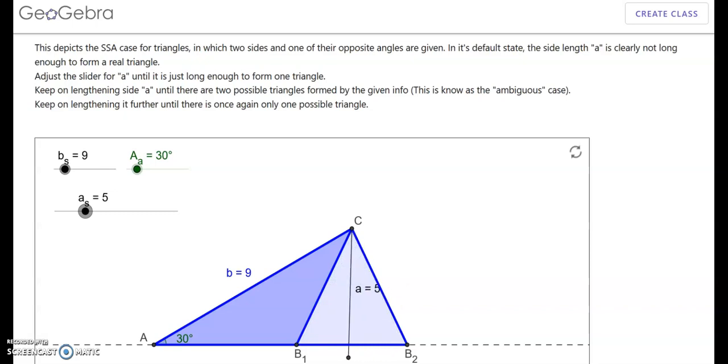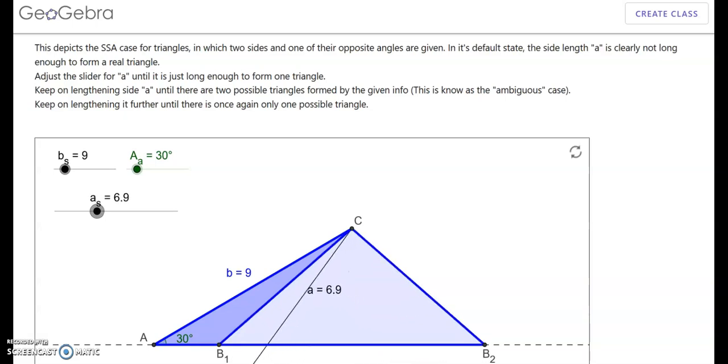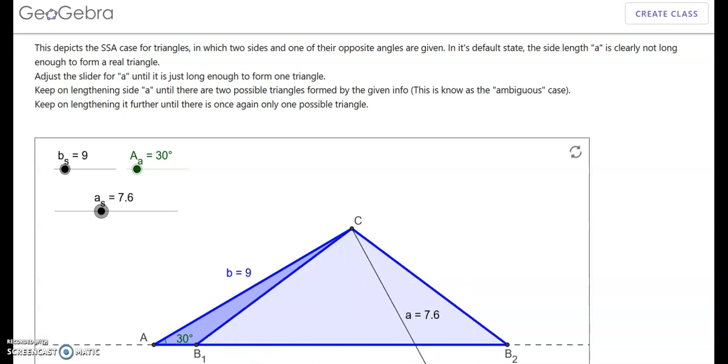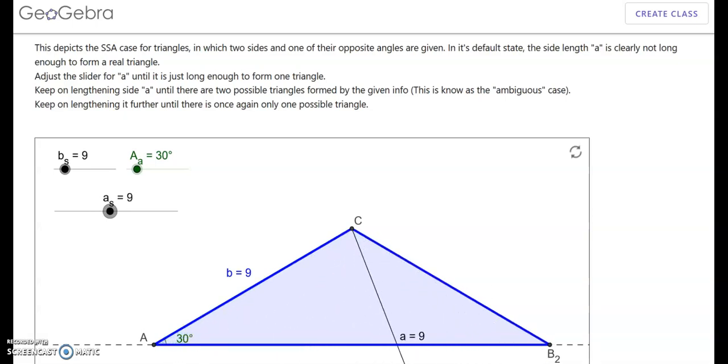Or we could kick that side outside that right angle measure, and we could produce triangle ACB2, which is the bigger triangle that you see. So our third possibility is that we produce two potential triangles. And we can continue to make this side length longer and longer, and you'll notice that eventually side C to B1 becomes the same length as AC, then we are back to producing just one triangle.